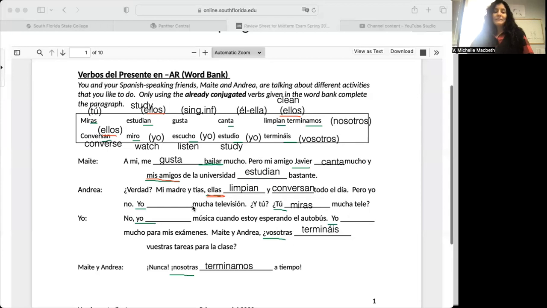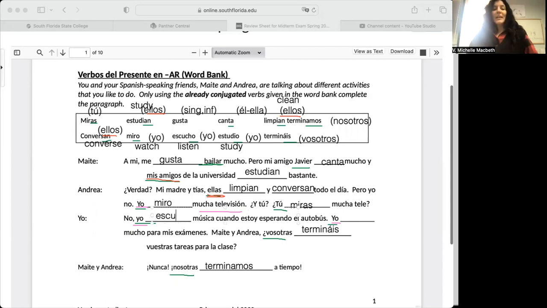Okay. So what is likely that we watch TV, right? We're here. So let's put these yos in another color so we can see them differently. Let's put them in pink. So we have a yo, and then we have a yo. Okay, so which is more likely, that we watch television, that we listen television, or that we study television? It's probably more likely that we watch television, right? So miro, miro mucha televisión, no? Which is more likely, that we listen to music or that we study music? It's probably more likely that we listen to music.